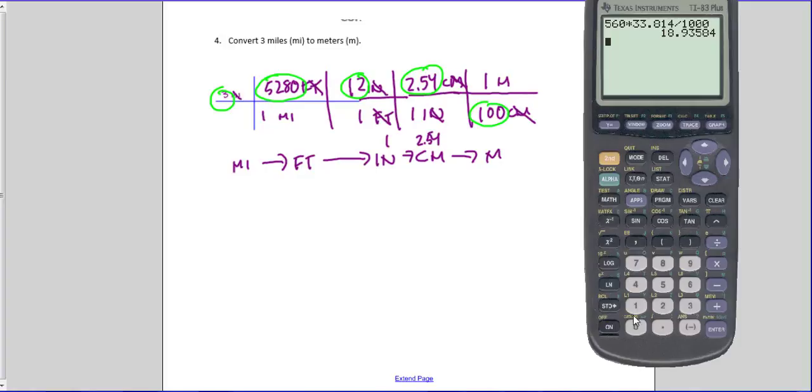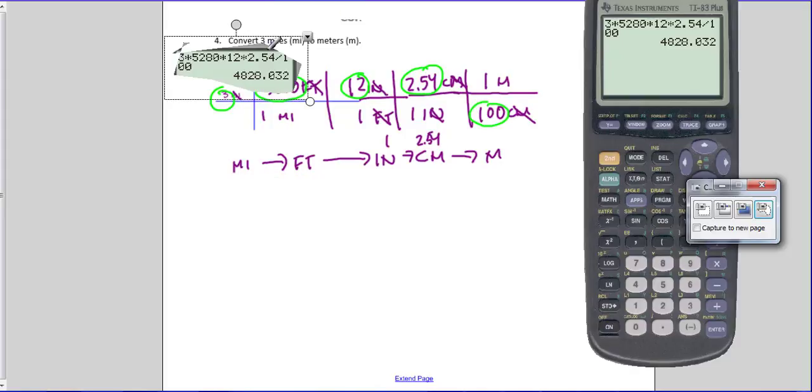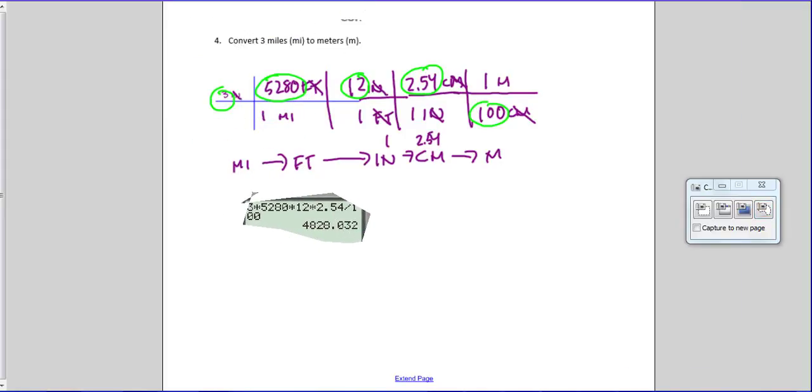So now let's do that on our calculator. I have 3 times 5,280 times 12 times 2.54 divided by 100. So I get, for my final answer, 4,828.032 meters. And this concludes the video.